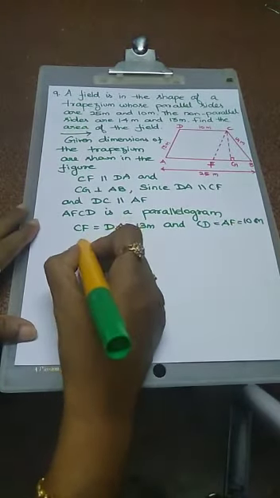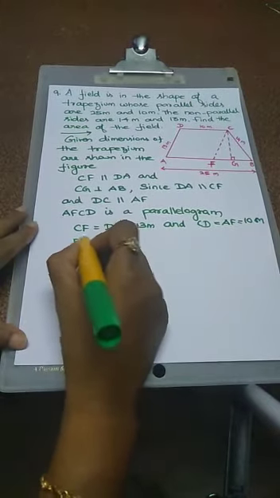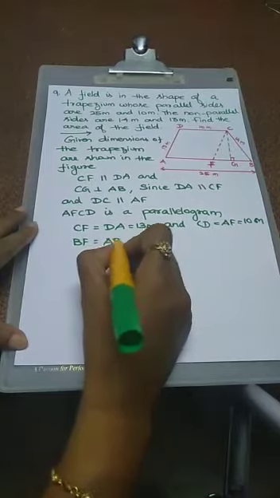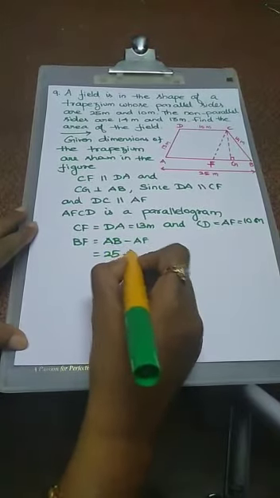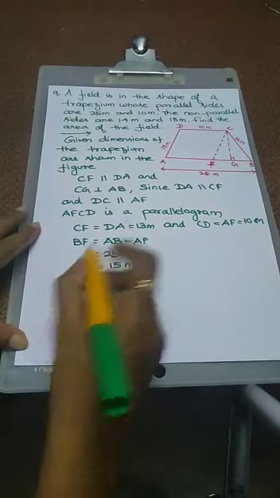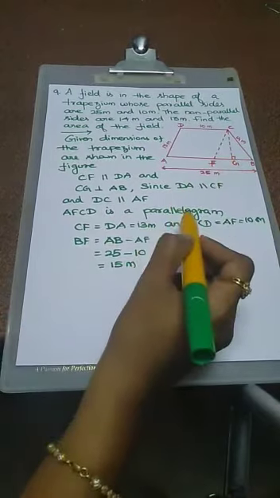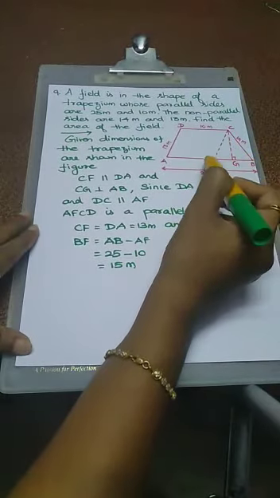So what about BF? Easily we have to calculate the BF value. Actually BF is equal to whole AB minus AF. So AB value is 25, AF value is 10. So 25 minus 10, that is 15 meter. So we calculate this value, this is 15 meter. Now we calculate the area of this triangle BFC.